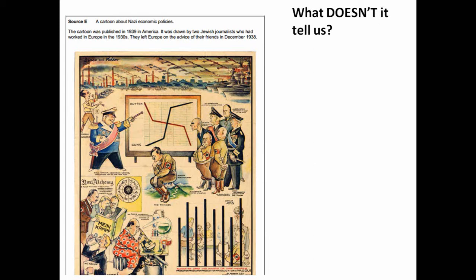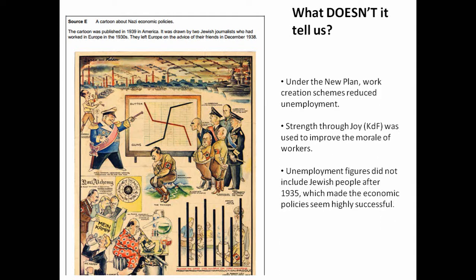So what doesn't it tell us? Well, this is really where some of your revision will come into play, because we just need to come up with 2 or 3 important details about Nazi economic policies that aren't included in the source. So that could be a whole number of things. The 3 things that I've gone for then are these.